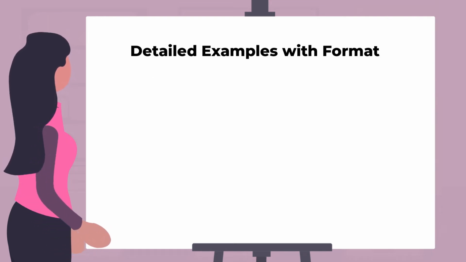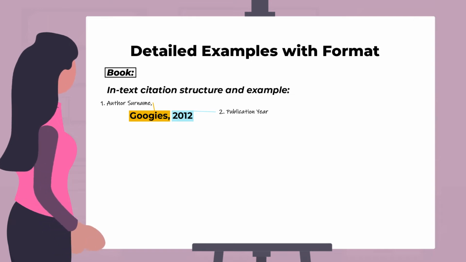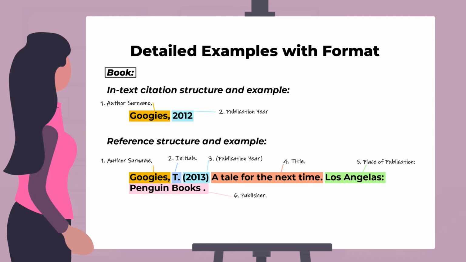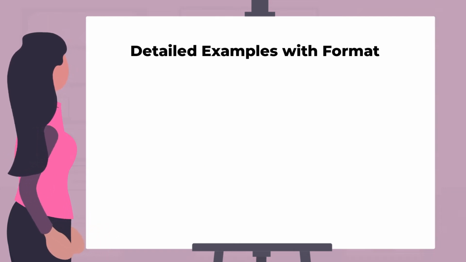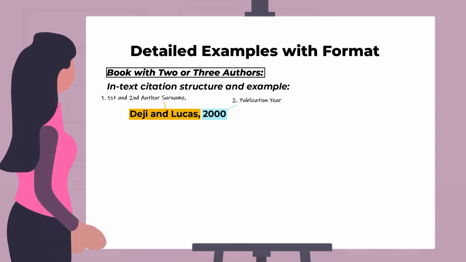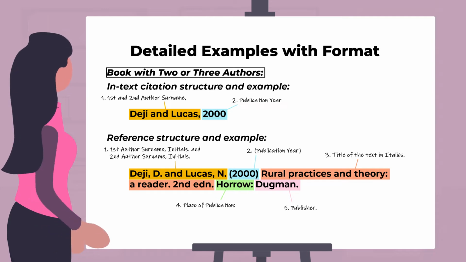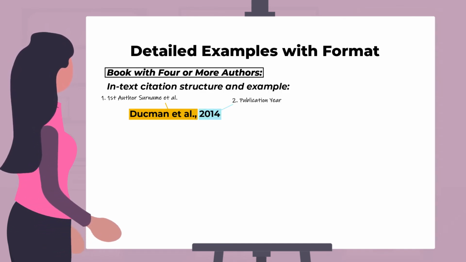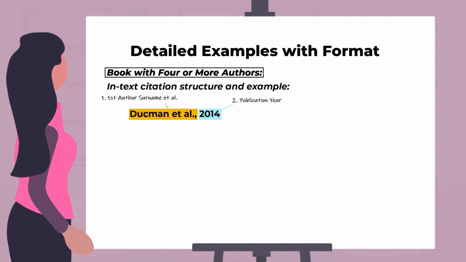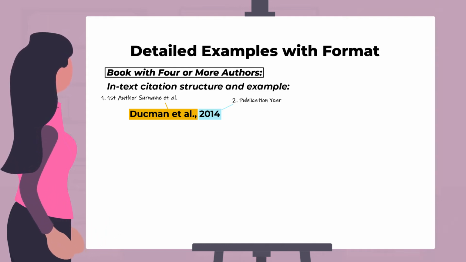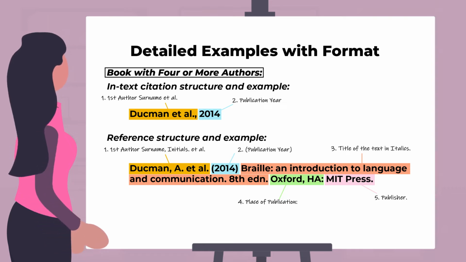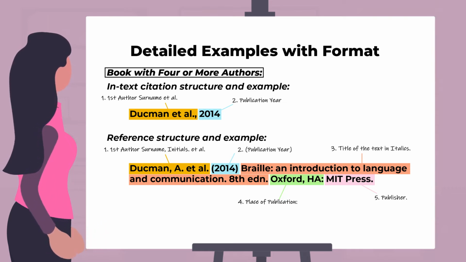In-text citation structure and example of books. Reference list structure and example of books. For books with two or three authors, the names of all the authors are given in both the in-text citation and the reference entry. If the number of authors is four or more, only the first author's name is used, followed by et al., italicized, which in Latin means and others. Reference list structure and example of a book with four or more authors.